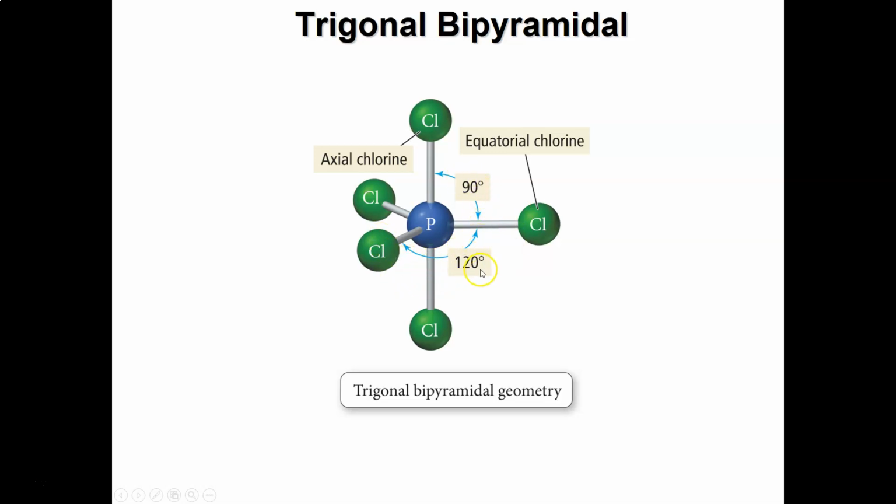So you end up with two different bond angles, but they are basically as spread out as possible. If we tried to make any of those bigger, somewhere else they would start getting smaller, right? And so this is as spread out as possible.